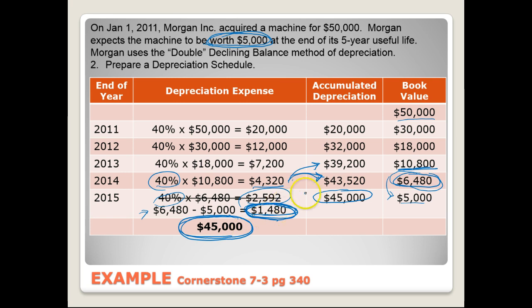If you add $1,480 to $43,520, you get total accumulated depreciation at the end of 2015, which is the end of the useful life, of $45,000. It also gives you a remaining book value of $5,000, which is exactly what you expected. Now, if you add each year's depreciation expense, $20,000 plus $12,000 plus $7,200, and you go down the list and add the $1,480 for 2015, you should come up with exactly $45,000 of total depreciation expense. Remember, all three methods of depreciation that we are using should result in the exact same total depreciation expense and a final book value at the end of the useful life of the residual value that we were expecting.